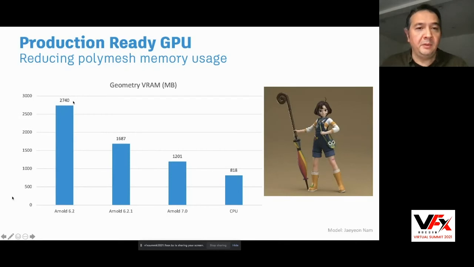So we have the time to focus on this, and we can apply the same compression techniques that we have on CPU on the GPU code path. All of those were released in the last year. 6.2 was released in the beginning of the year, and we've reduced by two thirds the memory consumption in Arnold 7. For reference, here's the memory consumption on CPU for this scene. So it's still lower than what we have on GPU, but we are actively working to close the gap. We know how to do it. We just need to work a little bit more, but we'll get there.